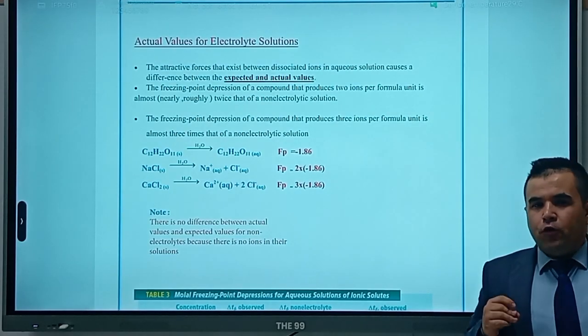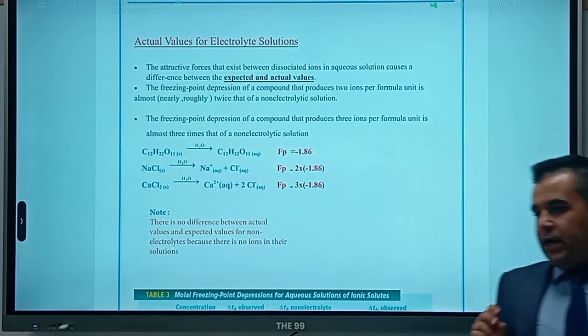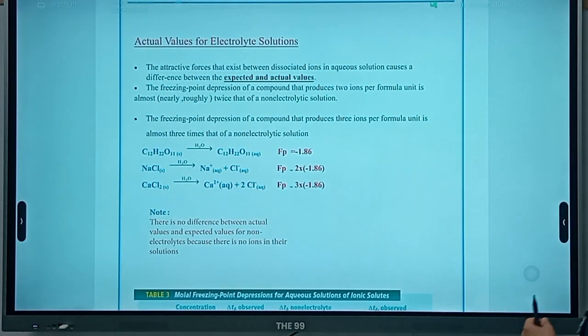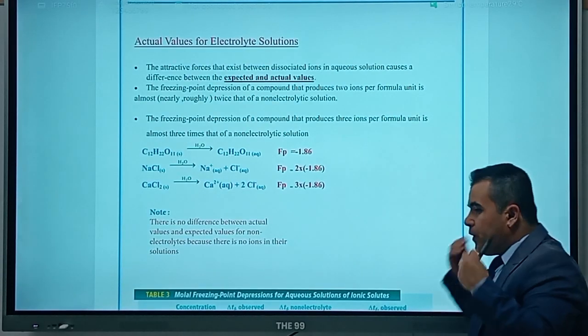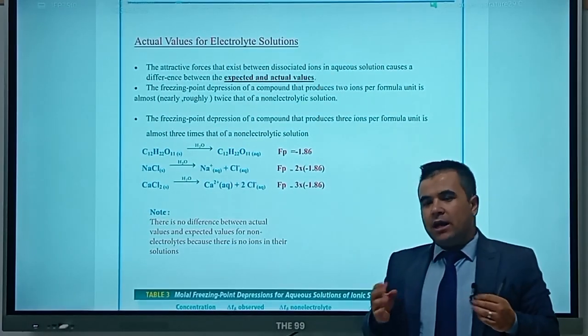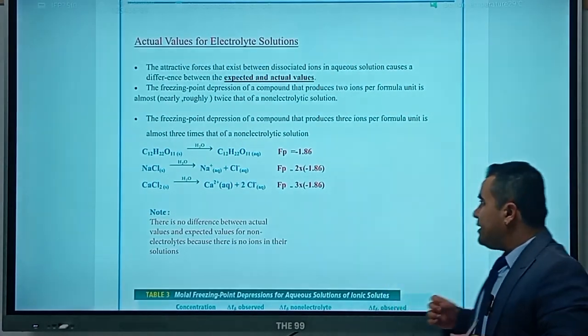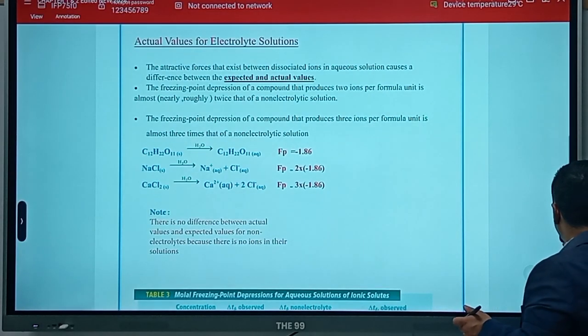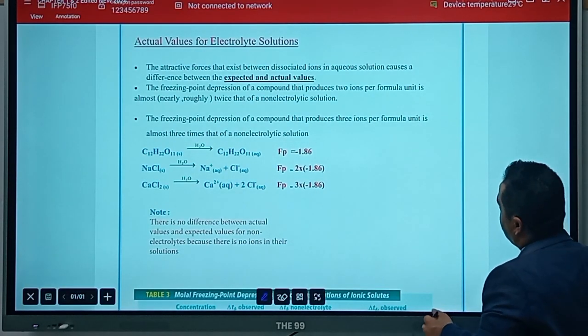Actual values for electrolyte solutes, guys. We will be talking about two values, the expected and actual. But let me first define what the expected value and the actual value are.